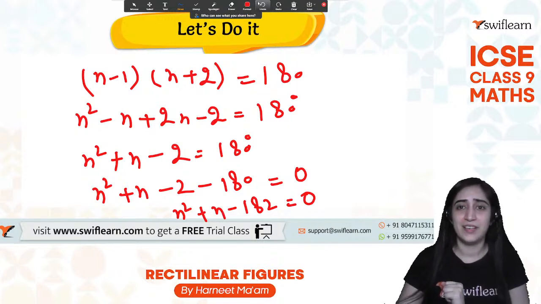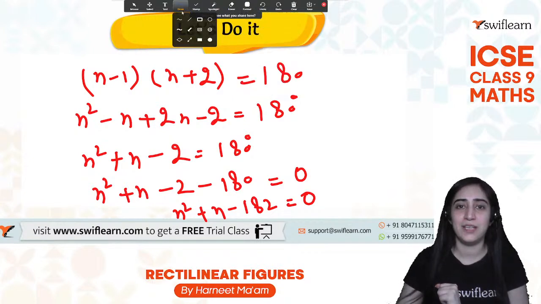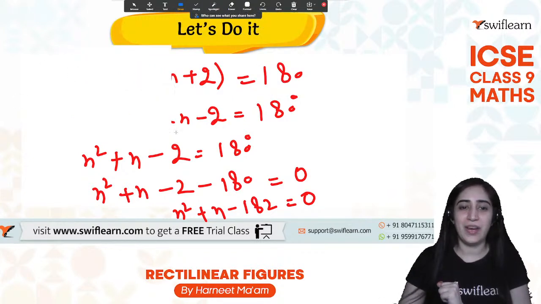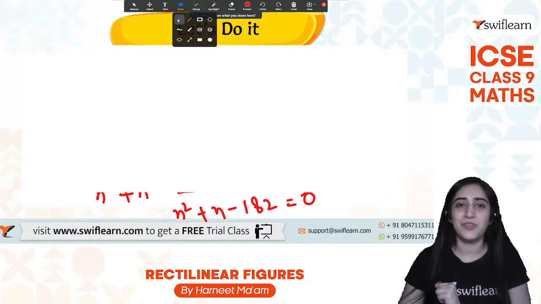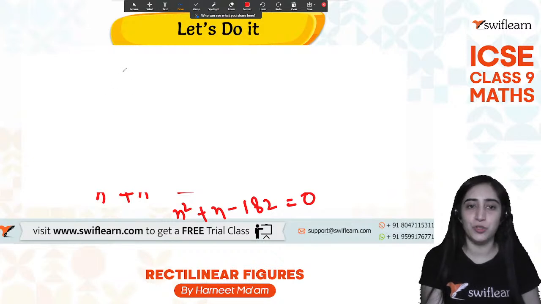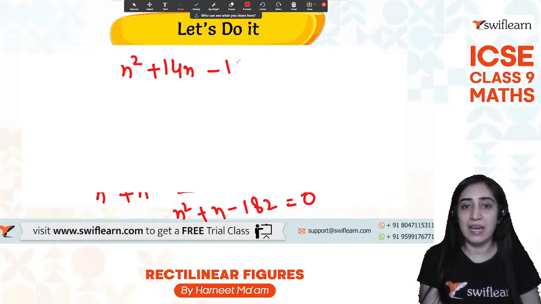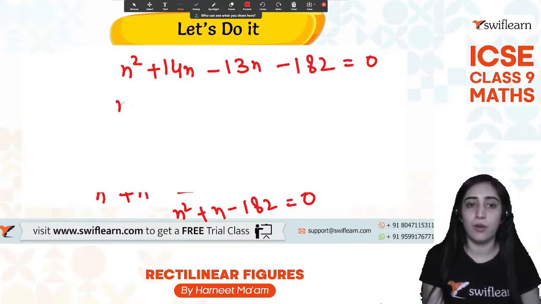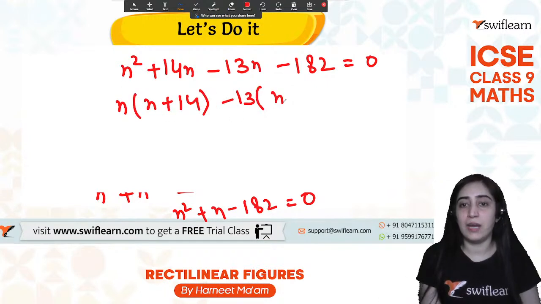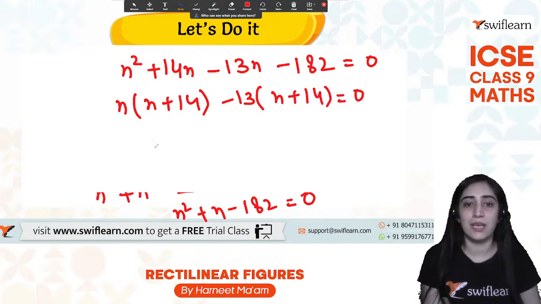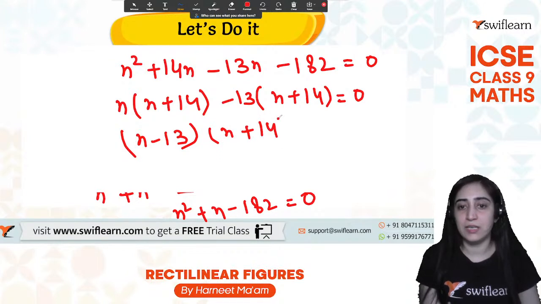Any idea? Yes, think about it. Meanwhile, let me draw this. Great, guys. I need your answers in the chat box. Super. Great. So the answer for this is we will have 14 and 13. So it will be n squared plus 14n minus 13n minus 182 is equal to 0. I take n common, n plus 14 minus 13 common, n plus 14 is equal to 0. n minus 13 into n plus 14 is equal to 0.